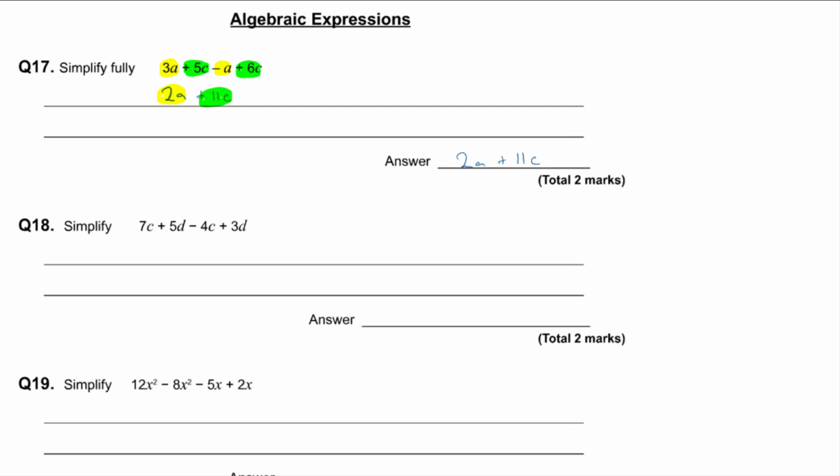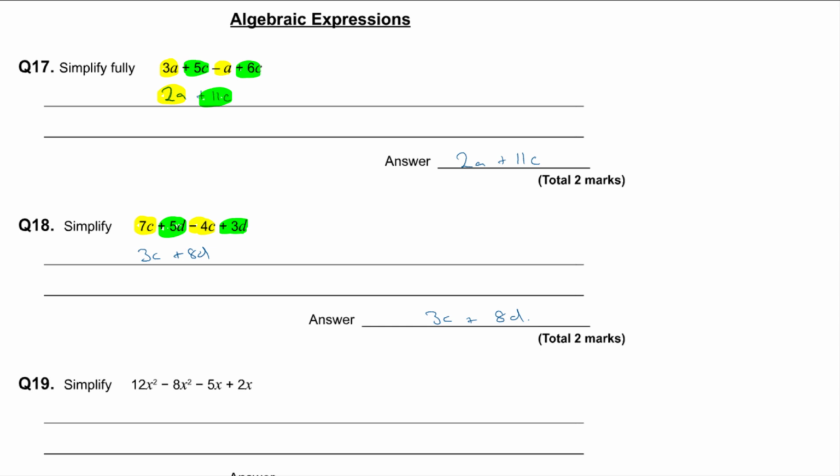Right, question 18. This time I've got 7c and minus 4c, and I've got 5d and 3d. So adding the c's together, 7c minus 4c is 3c. 5d plus 3d is 8d. So it's 3c plus 8d. Next up, I've got 12x squared minus 8x squared minus 5x plus 2x.